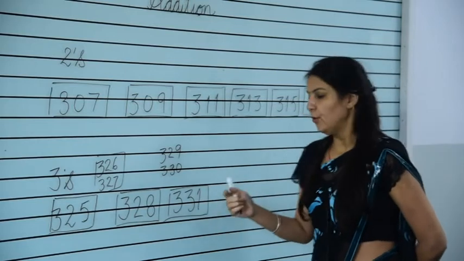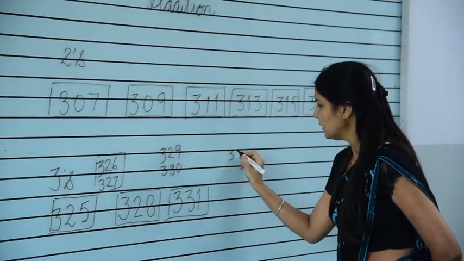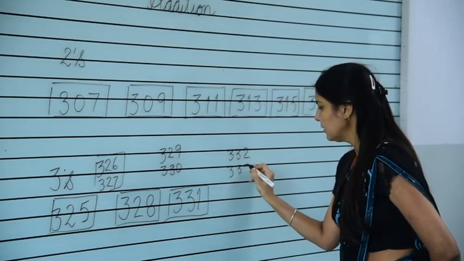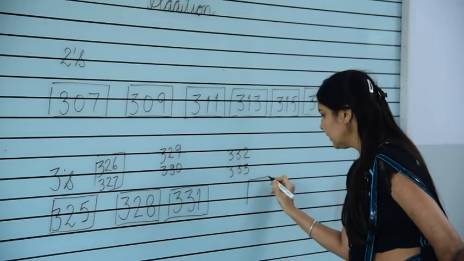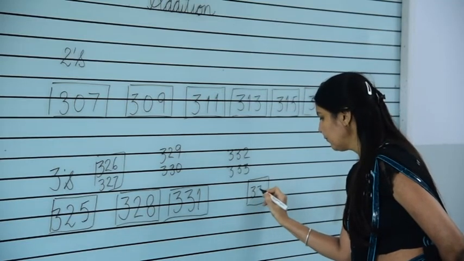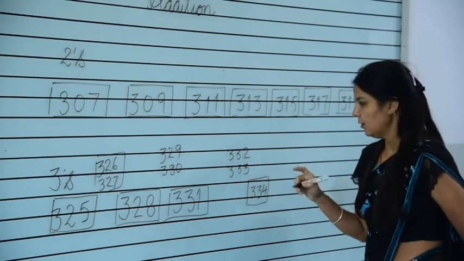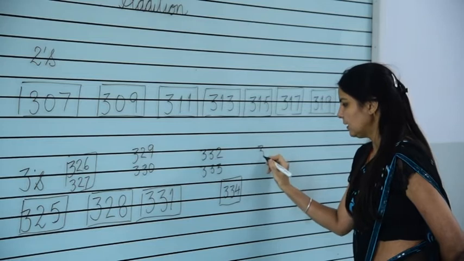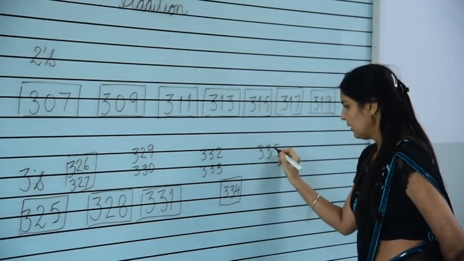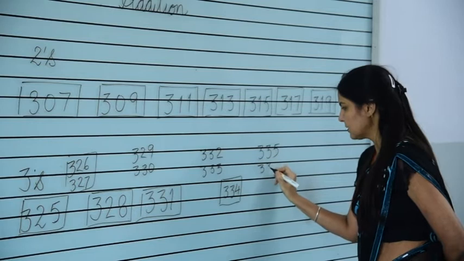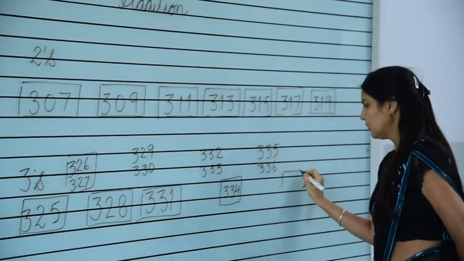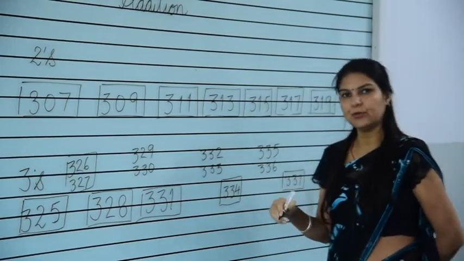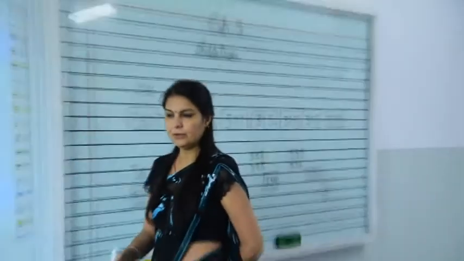What we will do now? We will skip 332 and 333. Then we will write 334. Let's see one more. After 334, we will skip 335 and 336. Then we will write 337. I hope you have understood. Now you can do the rest of the sums by yourself.